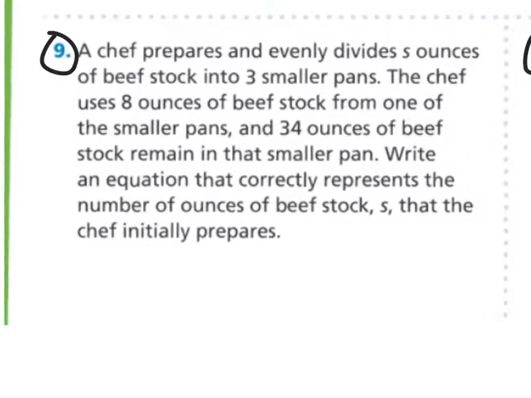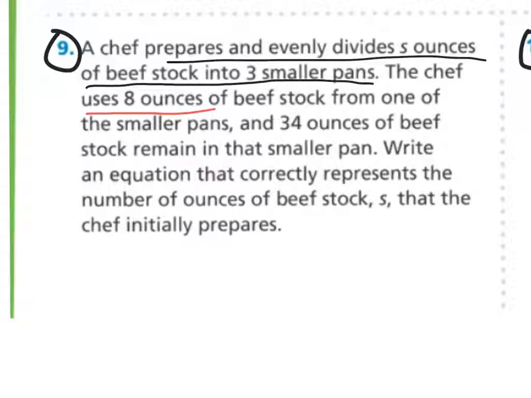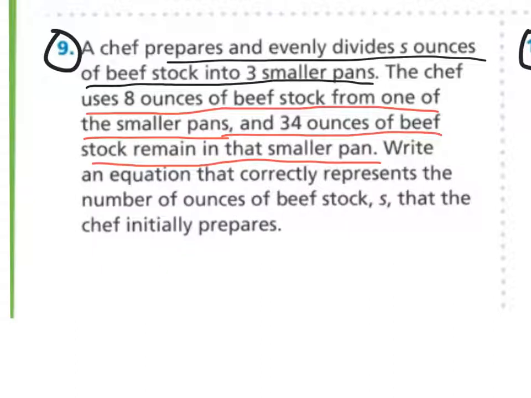Number 9, a chef prepares and evenly divides S ounces of beef stock into 3 smaller pans. And then the chef uses 8 ounces of beef stock from one of the smaller pans, and 34 ounces of beef stock remain in that smaller pan. So they want us to write an equation that correctly represents the number of ounces of beef stock S that the chef initially prepares.